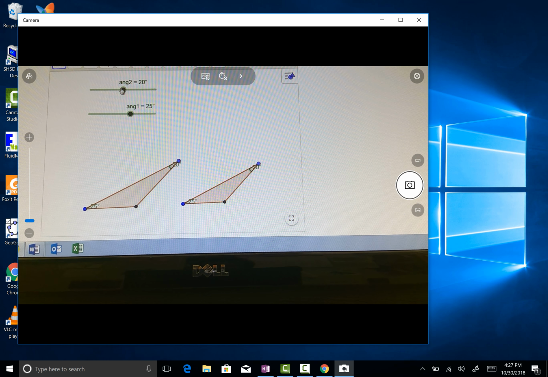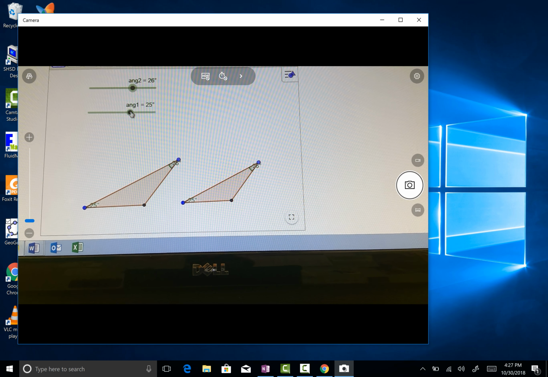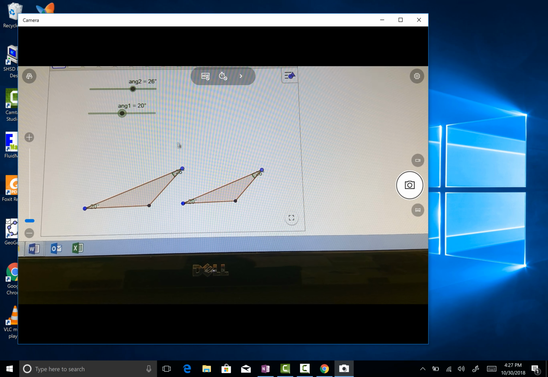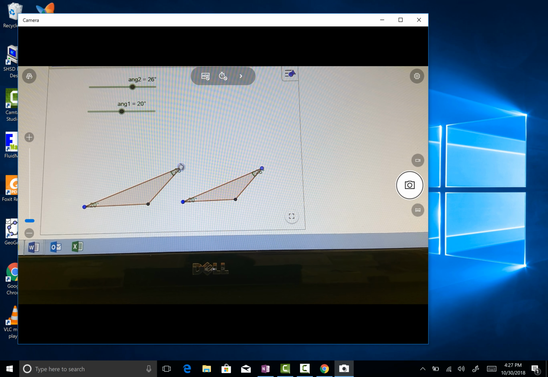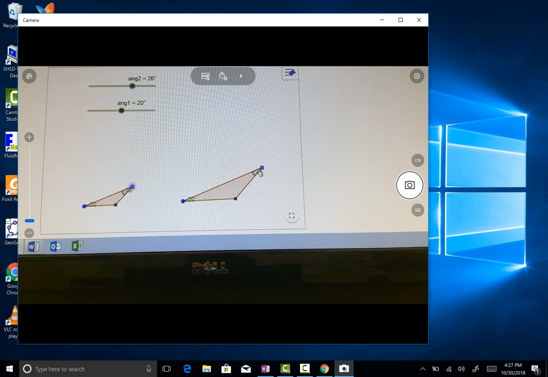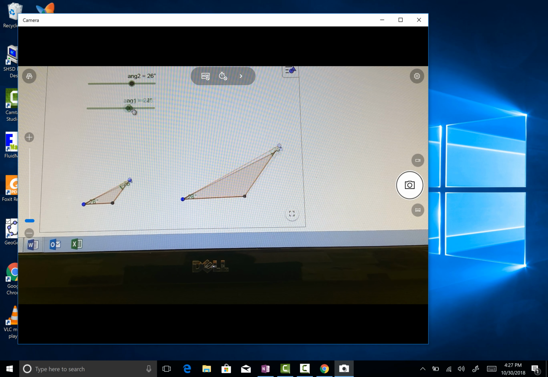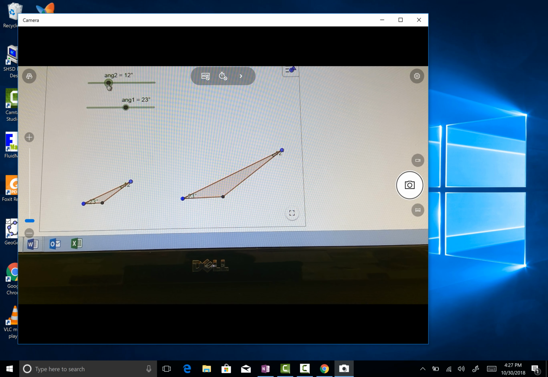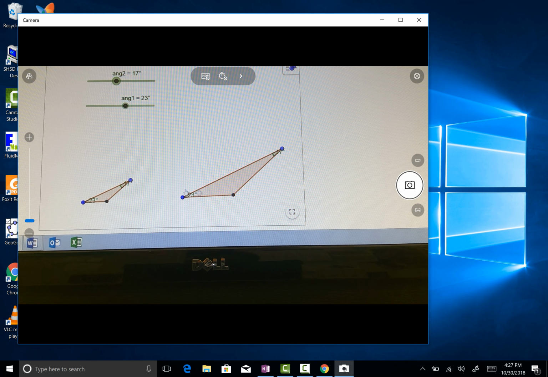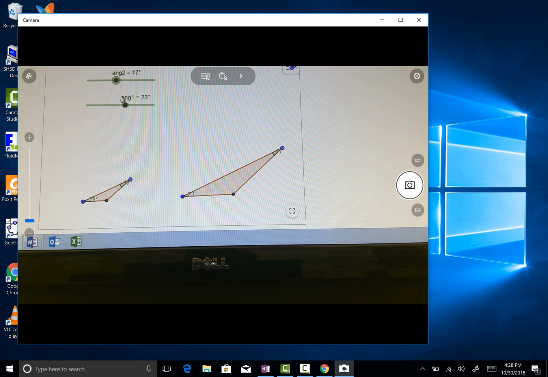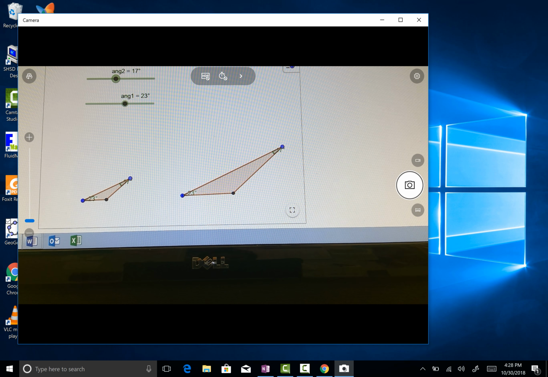Okay, so here I can adjust this, right? But the question is, can I adjust these triangles? So I can adjust this triangle, and I can adjust this triangle, and obviously I can see that no matter what I do with these angles, it doesn't really matter how I arrange those, these triangles are not the same size. So two angles is not enough to give me congruent triangles. They are different size.